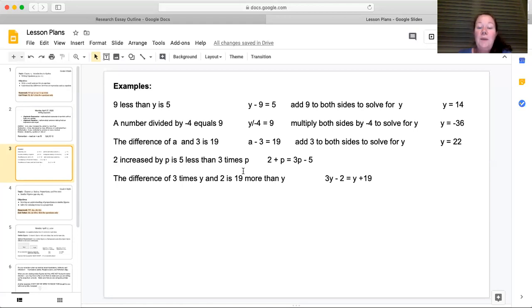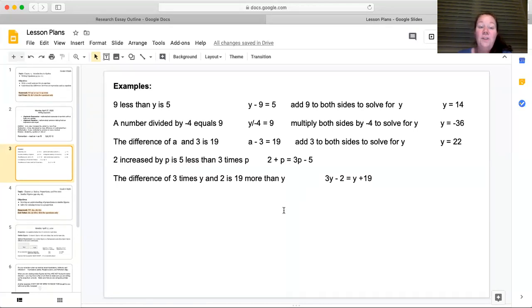2 increased by p, 2 plus p, is equal to 5 less than 3 times p. So if it's 5 less, we know we're going to subtract 5, right? So we're going to subtract 5 from 3p. And there you have your equation.